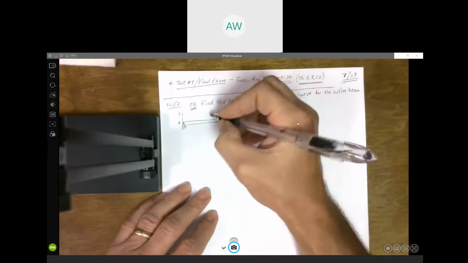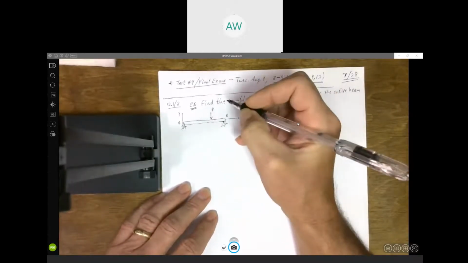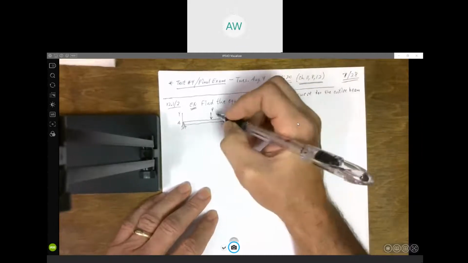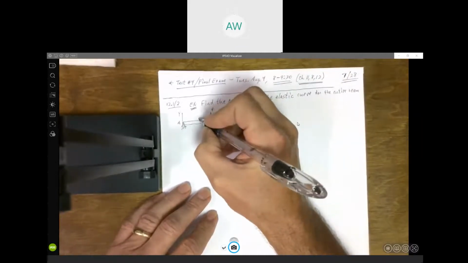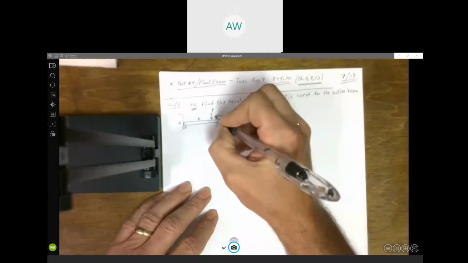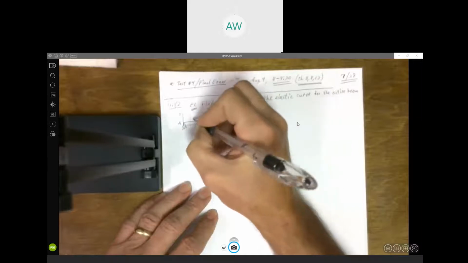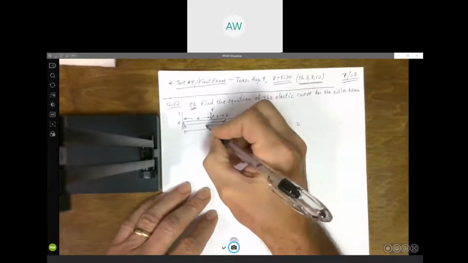And we've got some concentrated force P that's located someplace along this beam. It's not in the center. So this would be A, this would be B. Those dimensions are not necessarily equal. And the entire length of the beam, L.